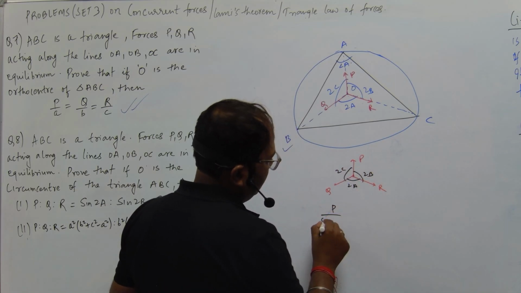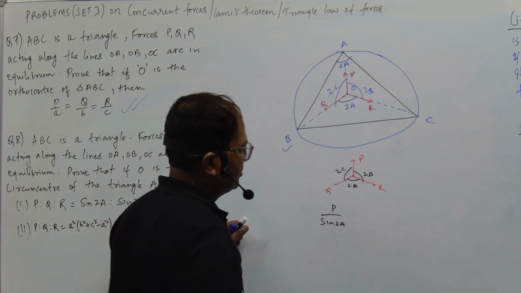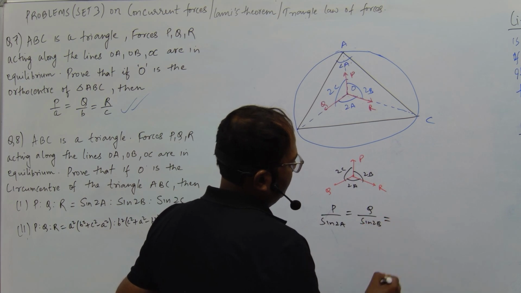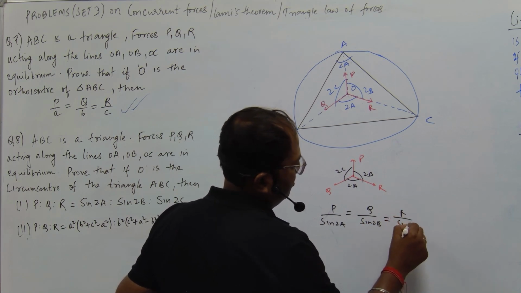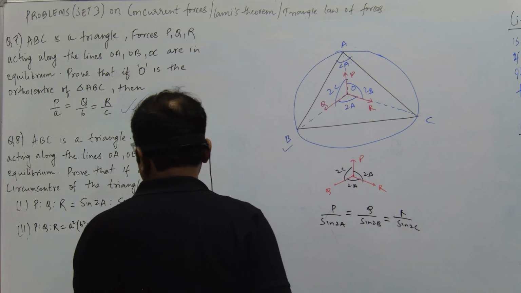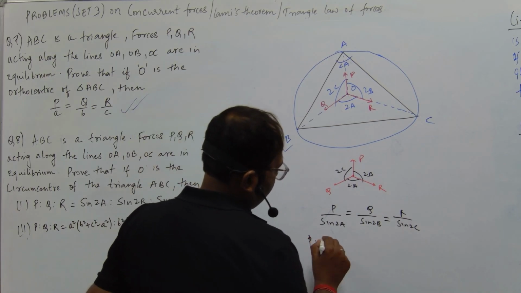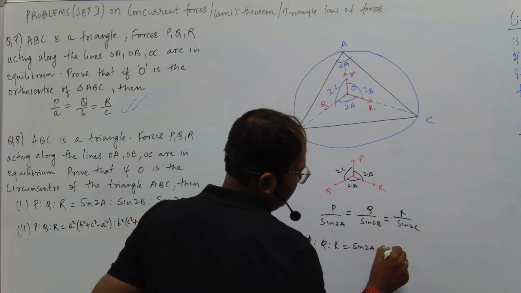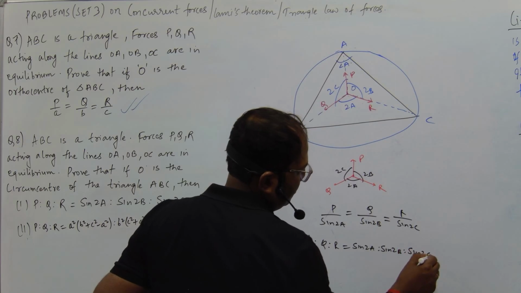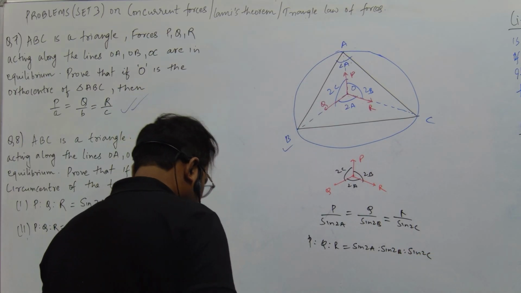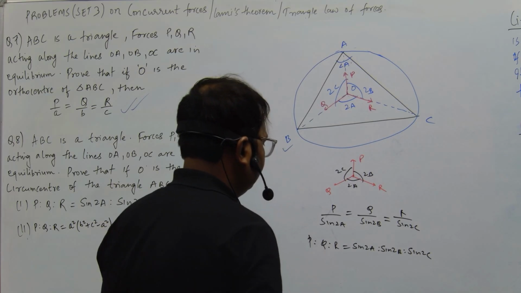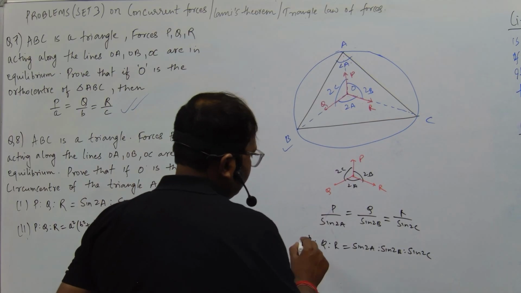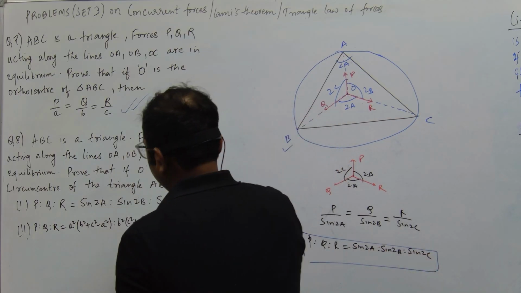So P upon sin 2A, using Lami's theorem, is equal to Q upon sin 2B, which is equal to R upon sin 2C. So we have shown that P is to Q is to R is equal to sin 2A is to sin 2B is to sin 2C. This is the solution of the first part.